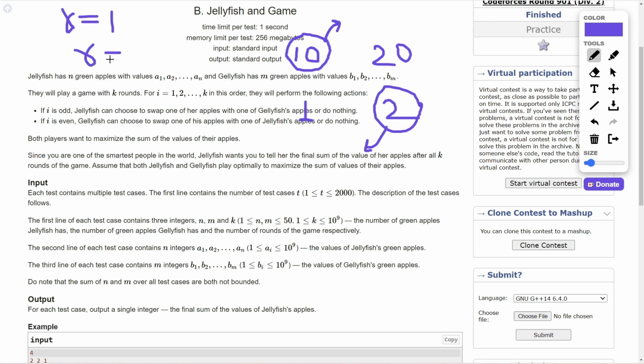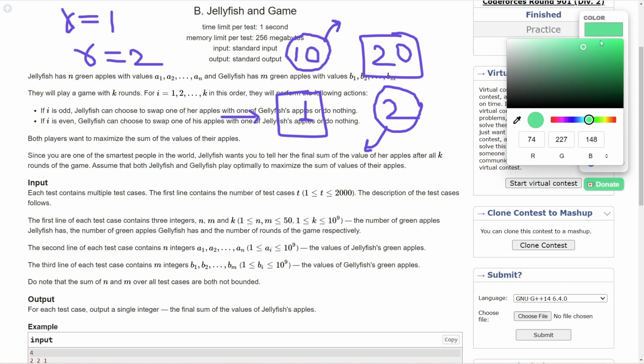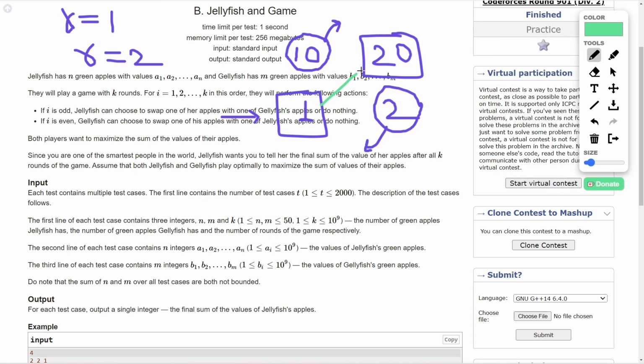What happens at round 2? At round 2, this fish will also play optimally, so it will swap. It will swap its maximum value with its minimum value. So it will swap these two. So this will become 1, this will become 20.